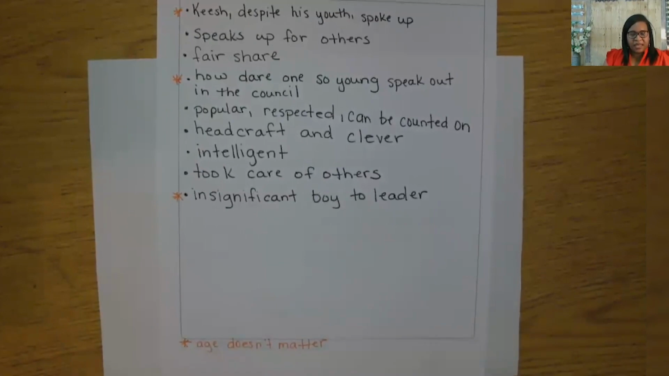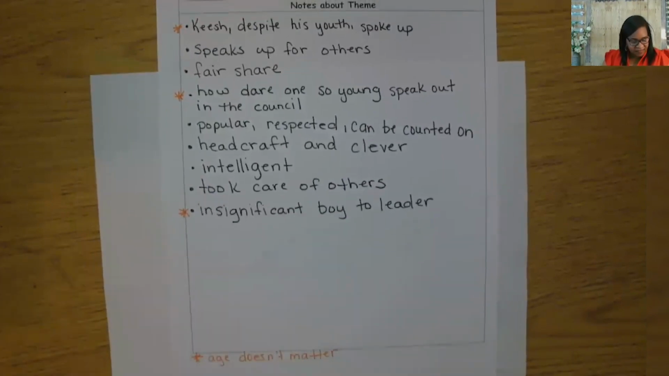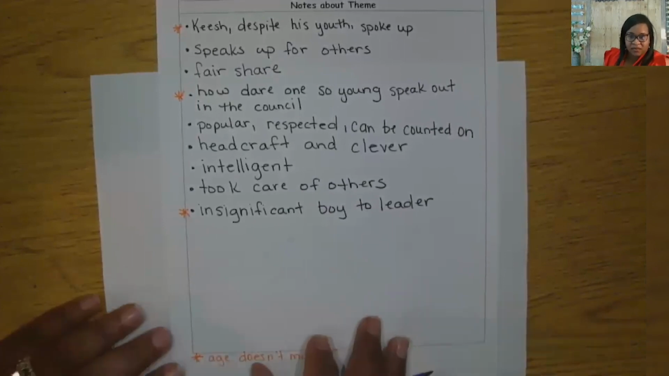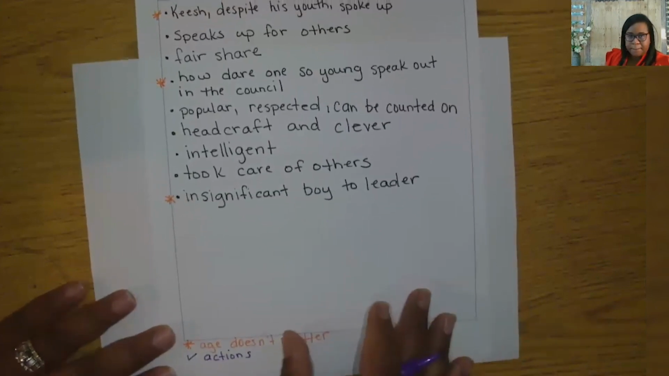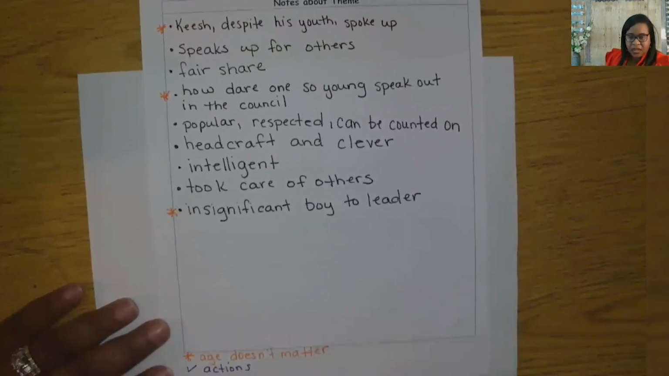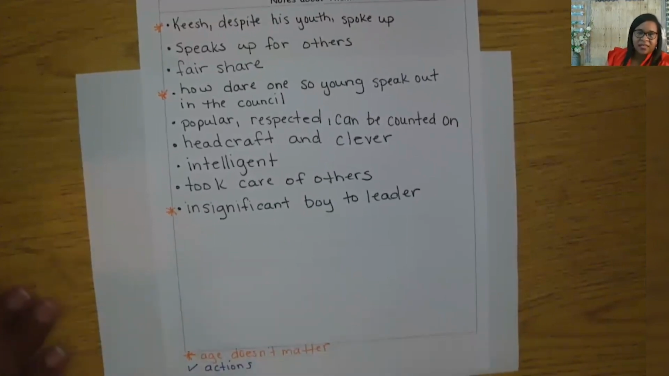Now, look at the ones remaining. In my head, I'm thinking, if age doesn't make a good leader, then what does? I see several actions in what we have collected. Can you find the ones that are actions? I'm going to place a check by the ones that are actions. And in my key, I'm going to make a check and write the word actions. So let's do that first. Here's our check, and let's write the word actions. This will help us put our ideas together to write.